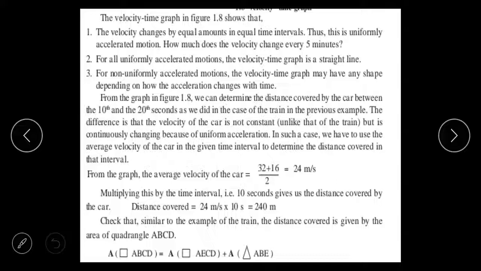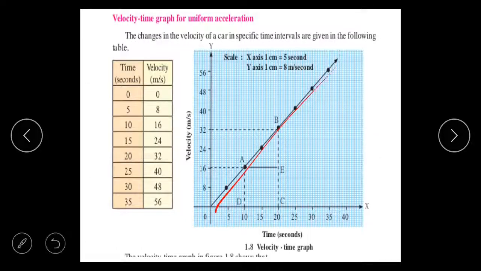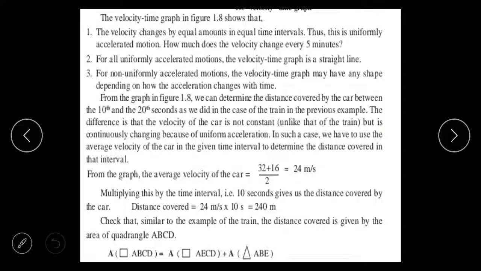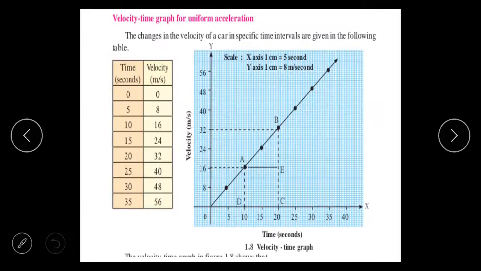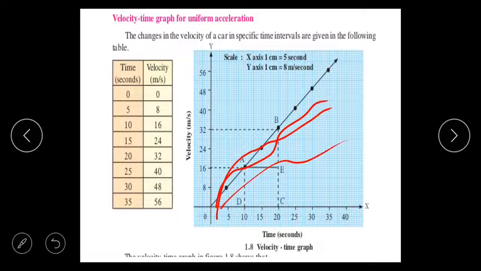For all uniformly accelerated motion, the velocity time graph is a straight line. As you have observed, for uniformly accelerated motion, if you plot a graph, it is a straight line. Now for non-uniformly accelerated motion, the velocity time graph may be any shape. If the velocity is changing but not by a constant amount as in this case, what will the graph be? The graph might be any shape. It might be like this, like this, like this, any shape depending upon what kind of change there is in the acceleration.